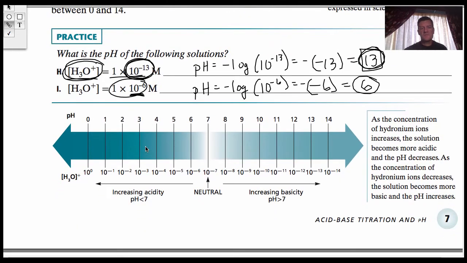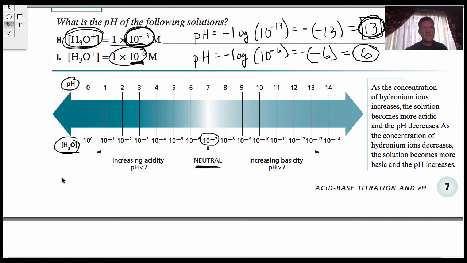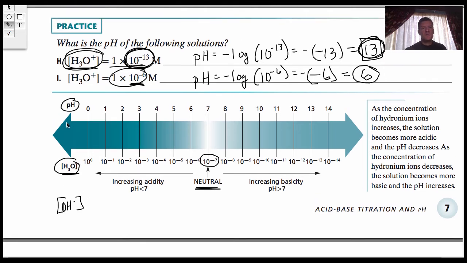Here's the scale. You can refer to this anytime you need to. Here's our pH. Here's our concentration. When something is neutral, that means the concentration of the hydronium ions is 10 to the negative 7, as well as the hydroxide ions. Here, I'm going to put down also hydroxide ions, and we'll fill this in as we go. And right up here, I'm going to put something called pOH. Even though we haven't calculated it, I'll show you it's very similar.